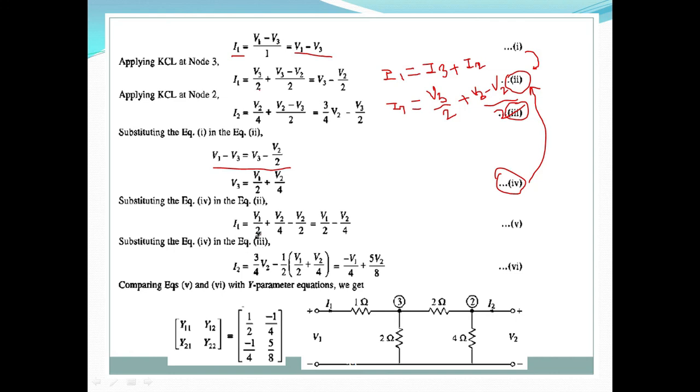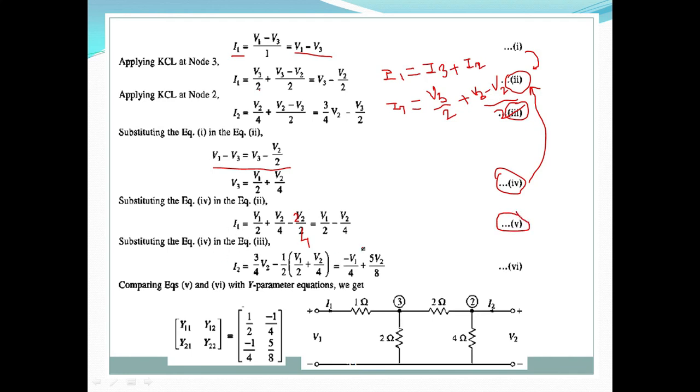Once we use it, I1 is equal to V3 minus V2 upon 2, where V3 is equal to V1 upon 2 plus V2 upon 4. Therefore the result is V1 upon 2 minus V2 upon 4. This is the one equation formed in the form of the y parameters.